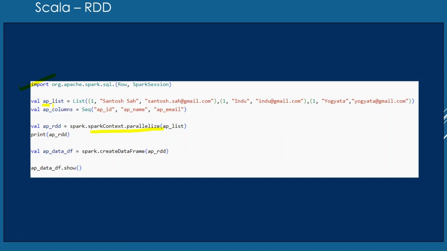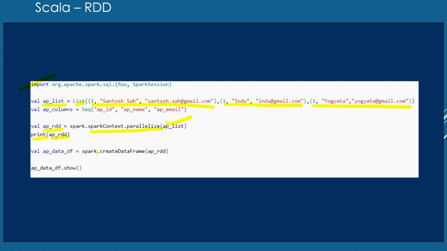Here I am creating an object with the help of a list, and I'm storing 3 objects in it. With the help of the SparkContext.parallelize method, by supplying the object which has the data, I am creating this RDD object. I am printing this RDD with the help of a print method.